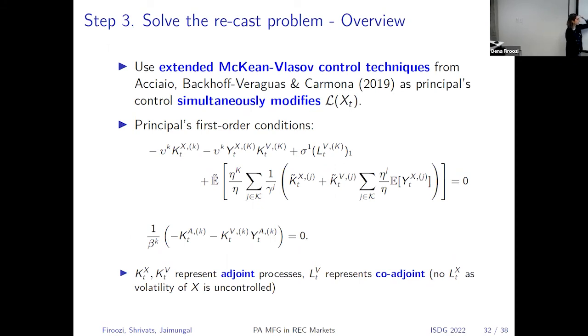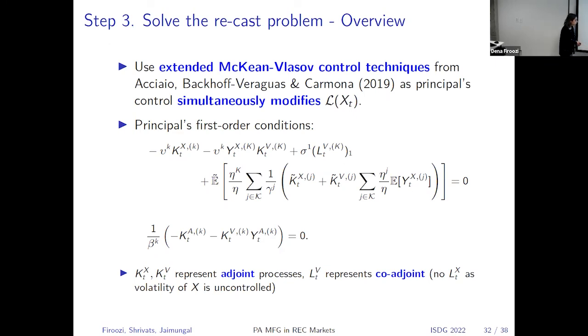And for that, we get this first order condition. Here the talk becomes a little bit technical, but if you bear with me, I'll show the results and present some interpretations. This is just the result of taking the first derivative of the Hamiltonian with respect to the control action. And since we have an extended McKean-Vlasov system, it involves the Lions derivative of the Hamiltonian with respect to the measure. So now, in order to characterize these first order conditions, we need to characterize these processes denoted by K.